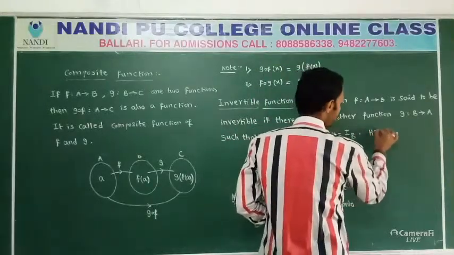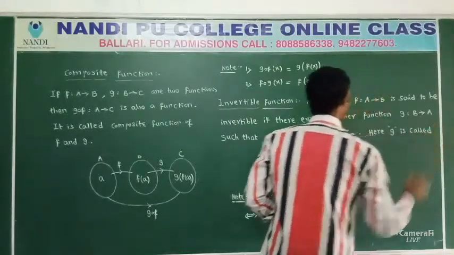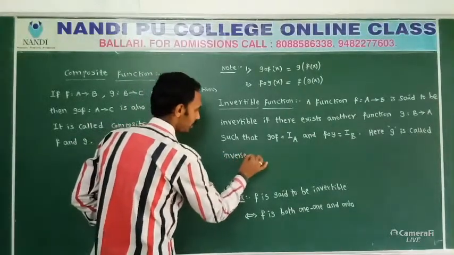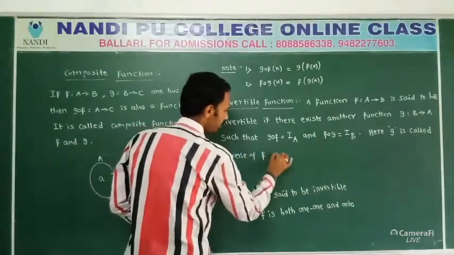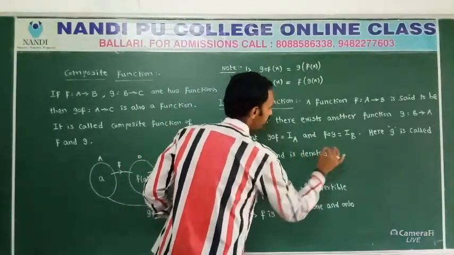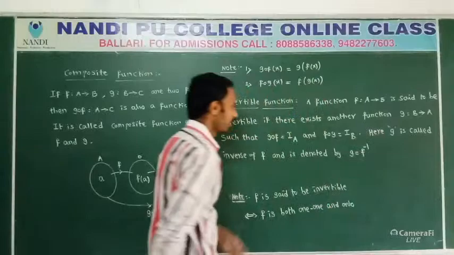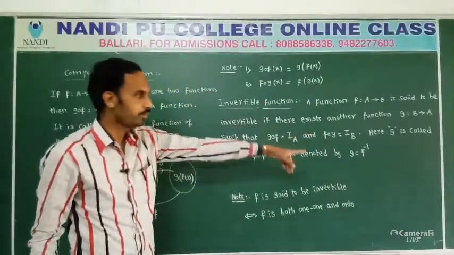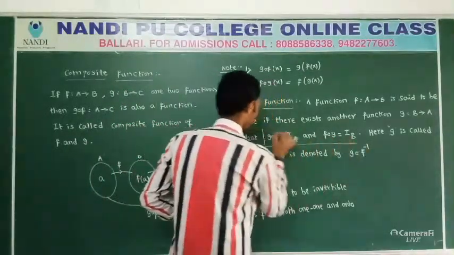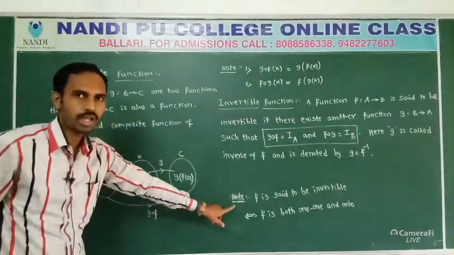Here g is called the inverse of f and is denoted by g is equal to f inverse. If two conditions are satisfied, you can write g is equal to f inverse. Write note also.